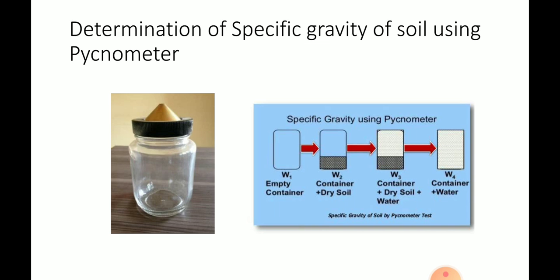The 4 values we need are the weight of the empty container, container plus dry soil, container plus dry soil plus water, and container plus water. These are the weights to be taken, and from these weights, by applying the formula, you can find the specific gravity of the given soil sample.